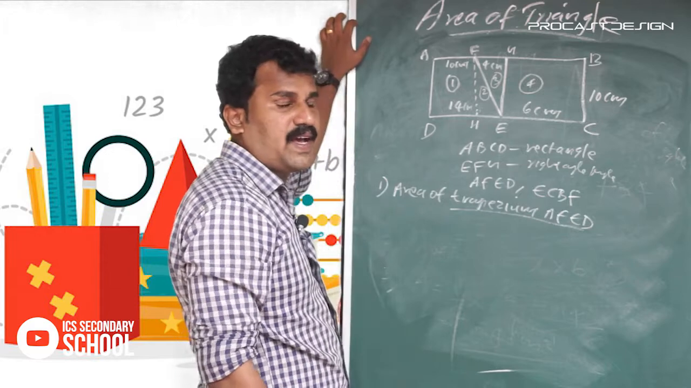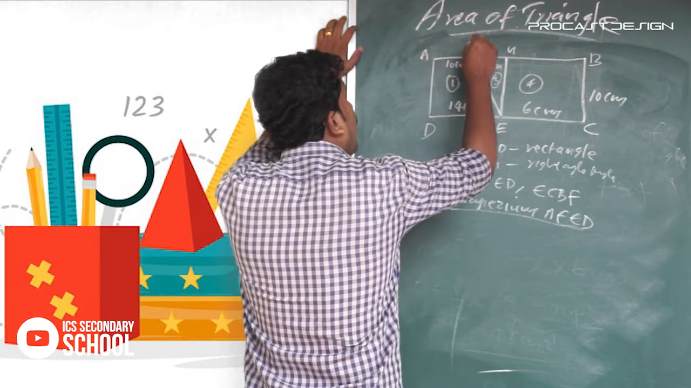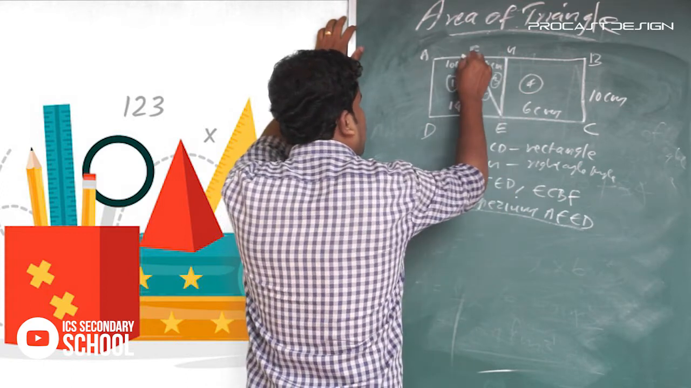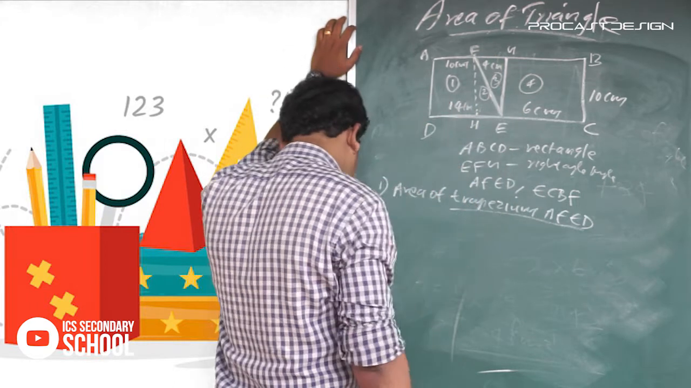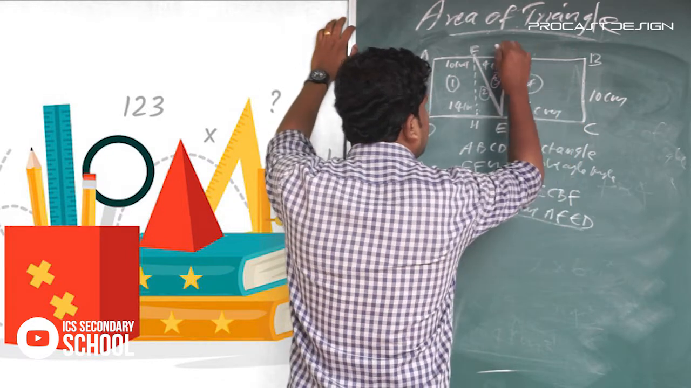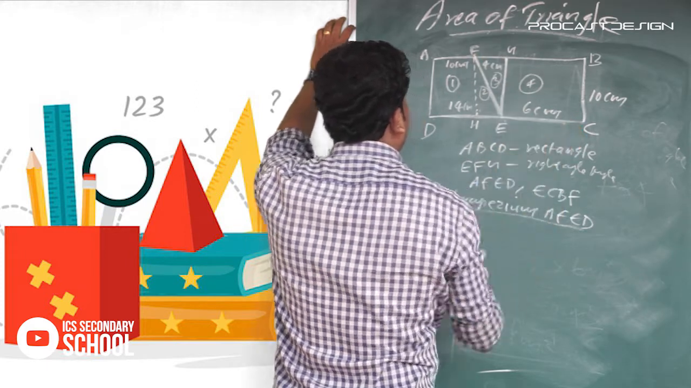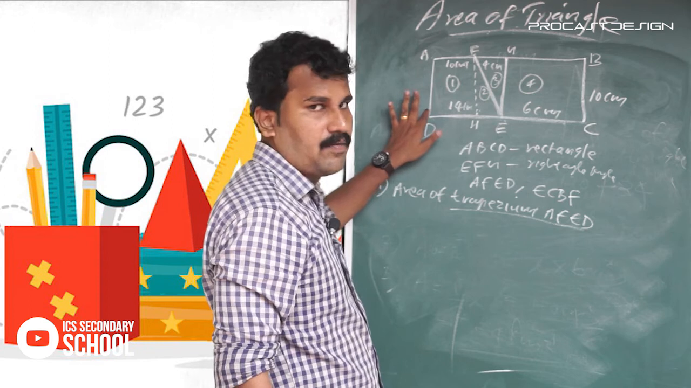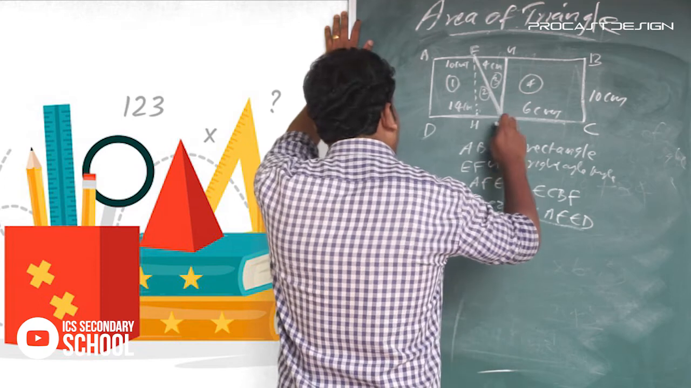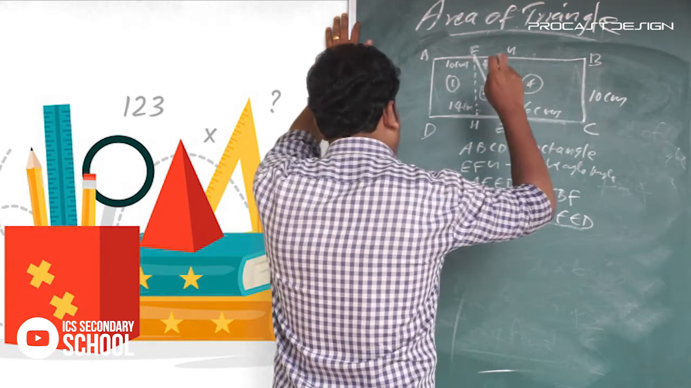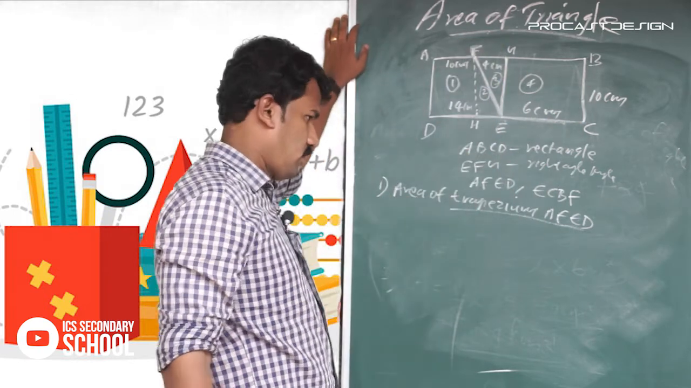Then we can find the areas of trapezium AFED. This is a trapezium AFED. Find the areas of trapezium AFED and ECBF. So we can calculate the areas of trapezium AFED and also EFBC or ECBF.